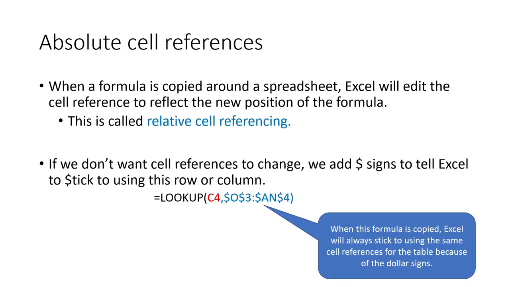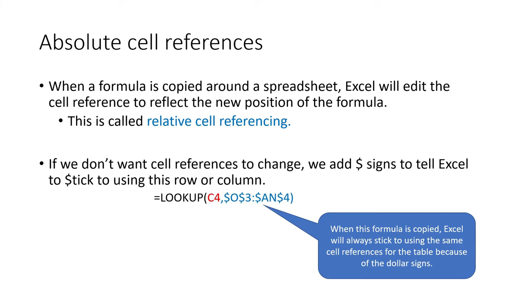So the way that absolute cell references work, as it says in the top bullet point here, is that when you have a formula in a spreadsheet and you copy it to another part of the spreadsheet, Excel will automatically edit all of the cell references to reflect the new position. So if you move it to the right, it will, for example, increase the column letter. If you move it down the spreadsheet, it will increase the row numbers, and it will do that automatically. And that's called relative cell referencing, and that's the standard way of cell referencing working.